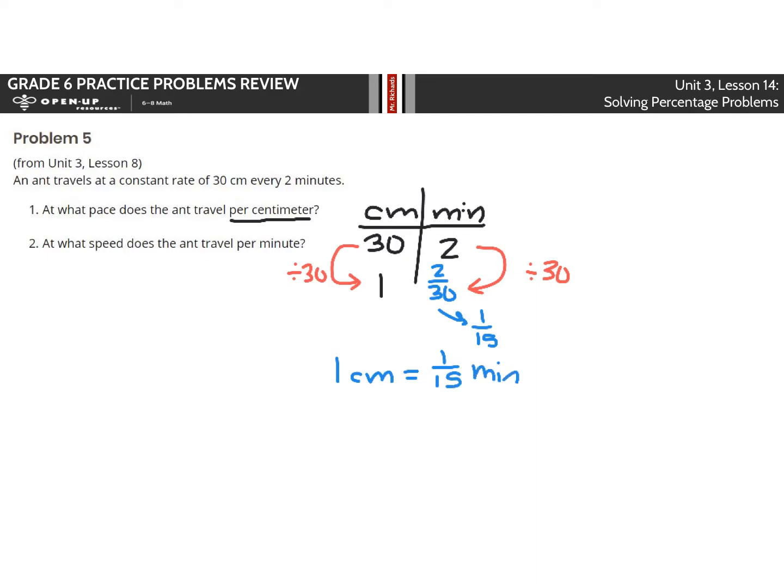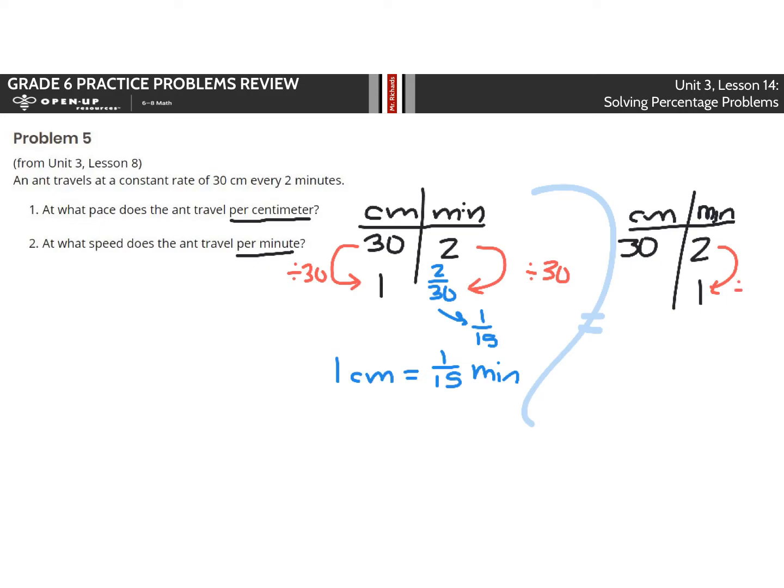Now, what about the second part? At what speed does the ant travel per minute? Let's restart our table here, okay? It might be the easiest thing to do. If we have our centimeters and our minutes here, we're looking for per minute. And so we're at 30 centimeters in 2 minutes. We need to get our 2 minutes down to 1. Best way to do that, take 2 and divide by 2. It means we're going to take 30 and divide by 2 and get 15.